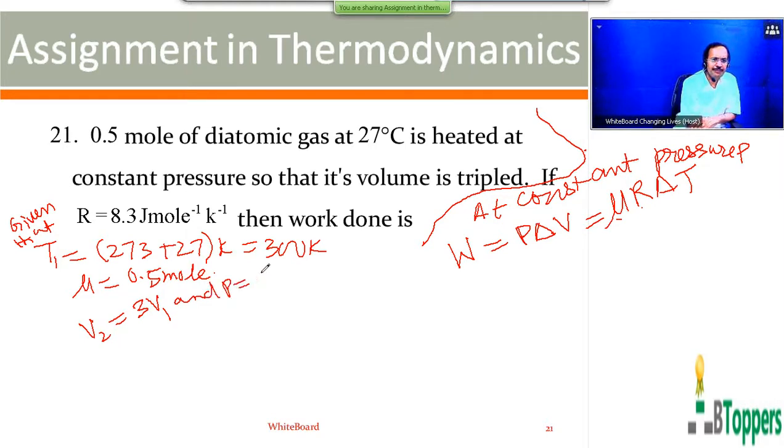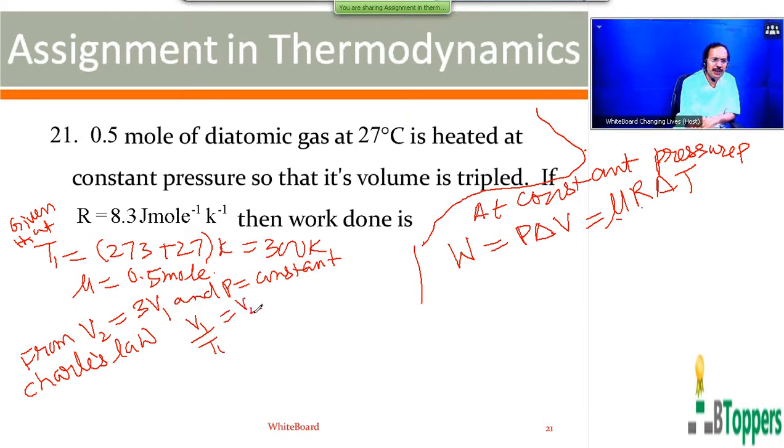And pressure is constant. So at constant pressure, we can apply Charles' law to find the final temperature of the gas. So you can write V1 by T1 equal to V2 by T2, or T2 equal to V2 by V1 into T1.